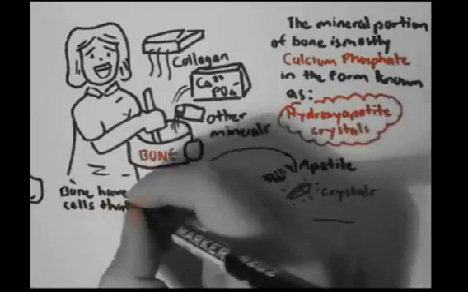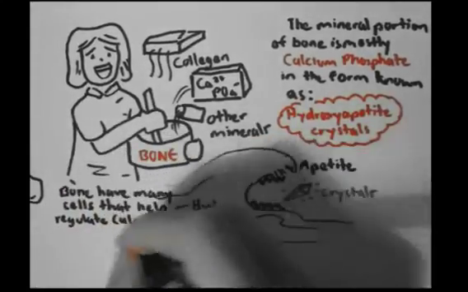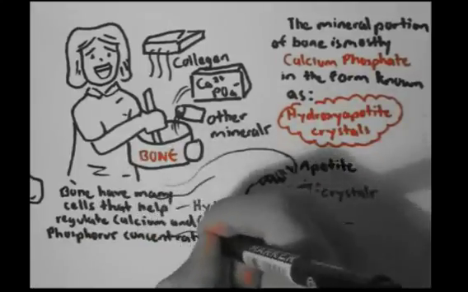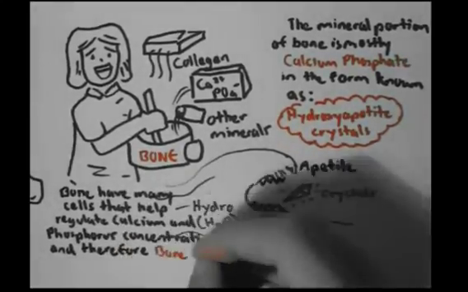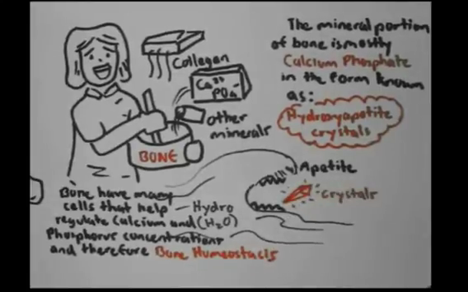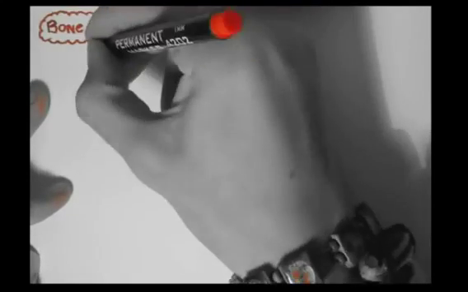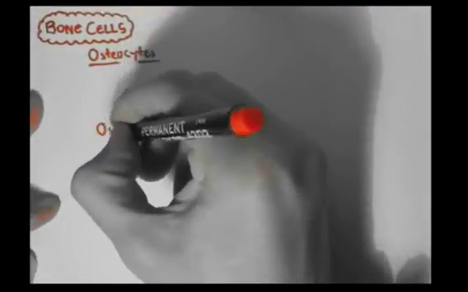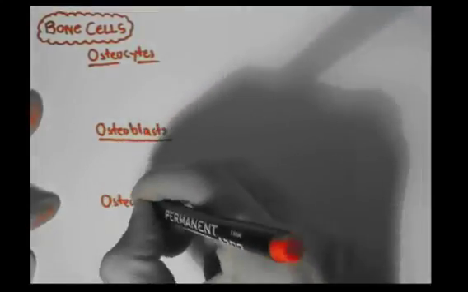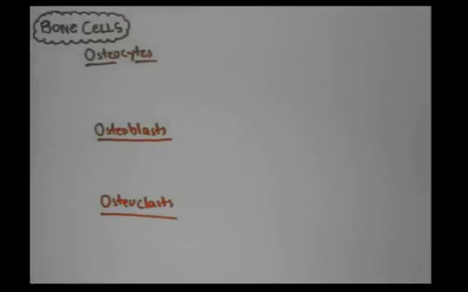So the bone cells, as shown, so bone has many cells that help regulate calcium and phosphorus concentrations, and therefore bone homeostasis. We'll talk about these cells now. So the bone cells, as discussed in part 1, if you remember, there are 3 main bone cells that we discussed, and they all begin with "osteo": osteocytes, osteoblasts, and osteoclasts. Osteocytes look like diamond cells, and they are connected with each other.